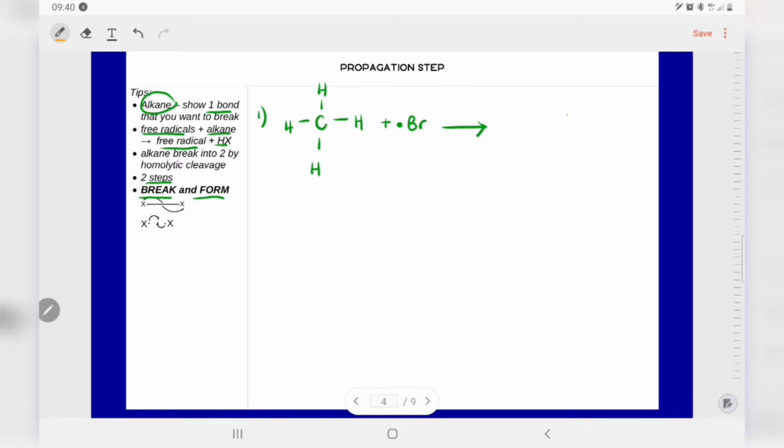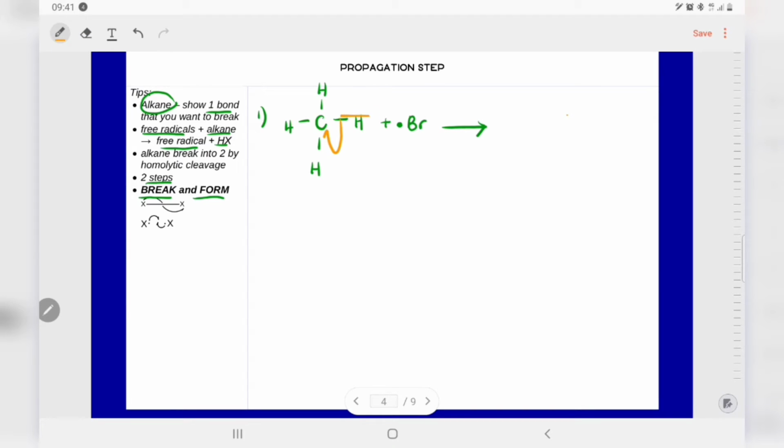I want to substitute the hydrogen on the right side. So what should I do? We need to break the bond between this H and the carbon. The C-H bond is a non-polar bond. Therefore, the electrons will be divided equally between C and H. One electron will be given to the C, and one electron will be given to H.